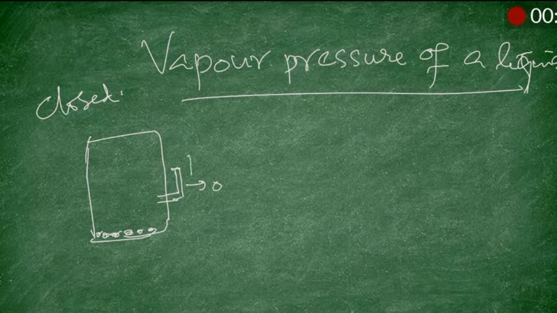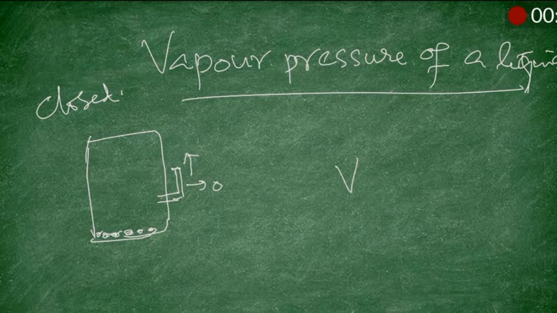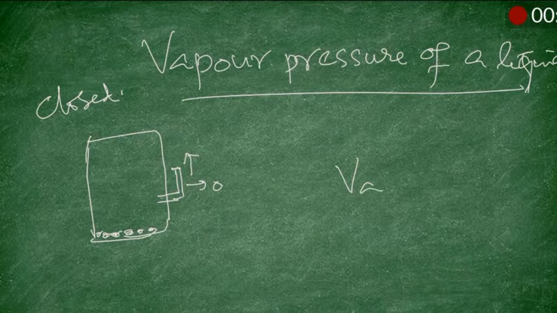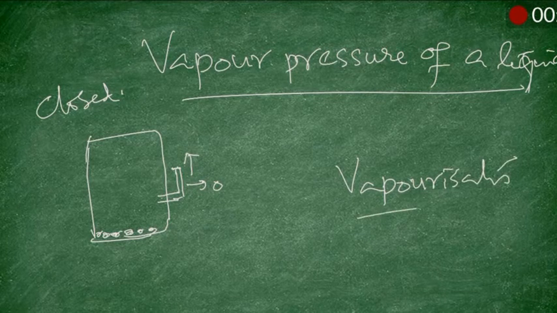How does it increase? When there is a liquid, you know that there is a process called vaporization. Vaporization is a process in which the molecules at the surface of a liquid have a tendency to get up and move away from the liquid surface, so that some of the molecules of the liquid escape from the bulk of the liquid. This is what we call vaporization.